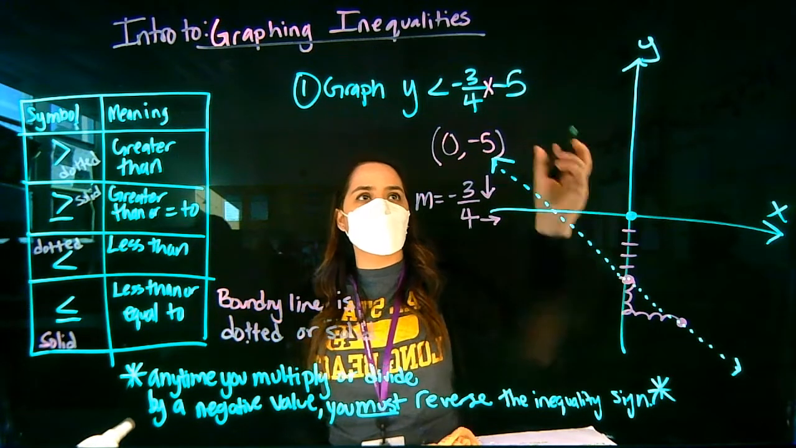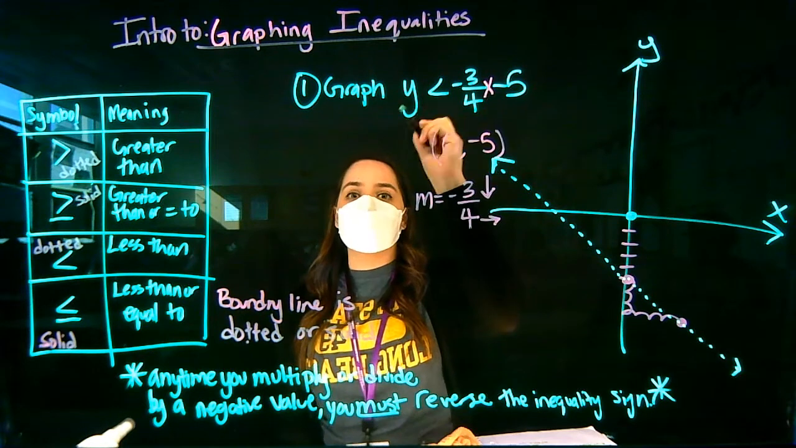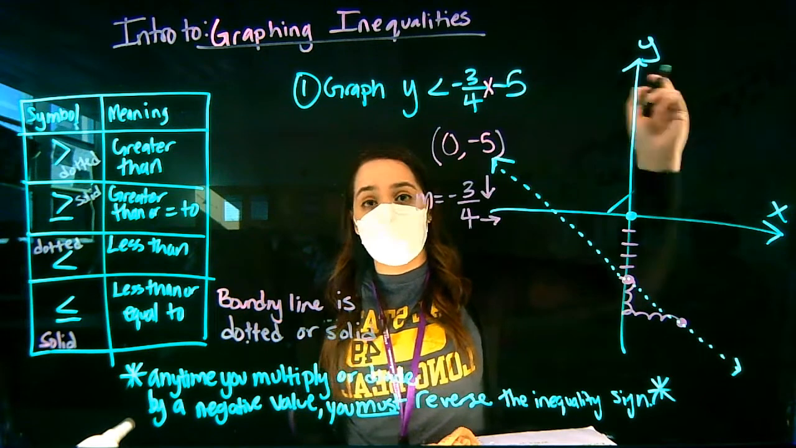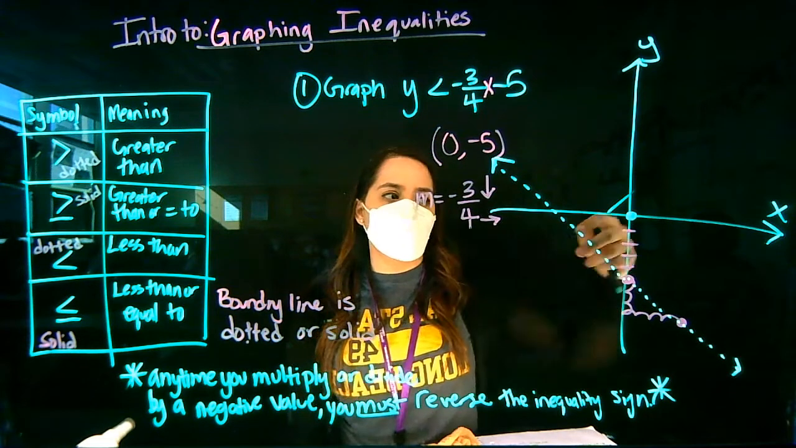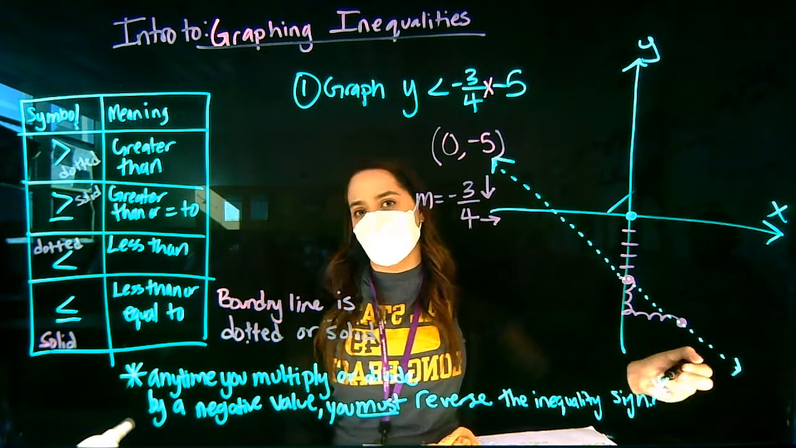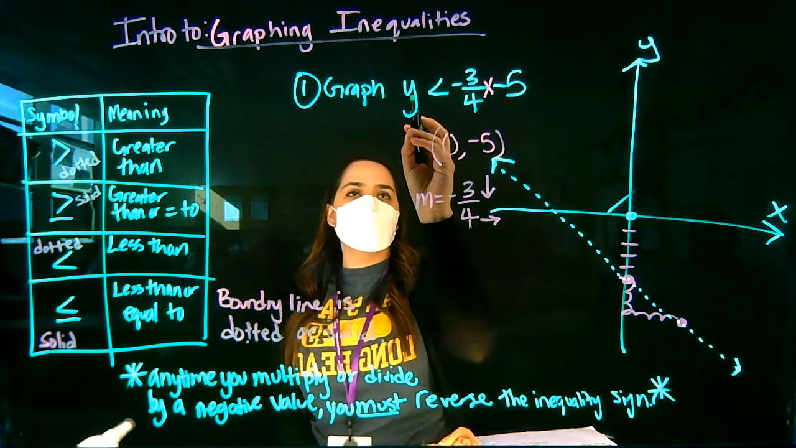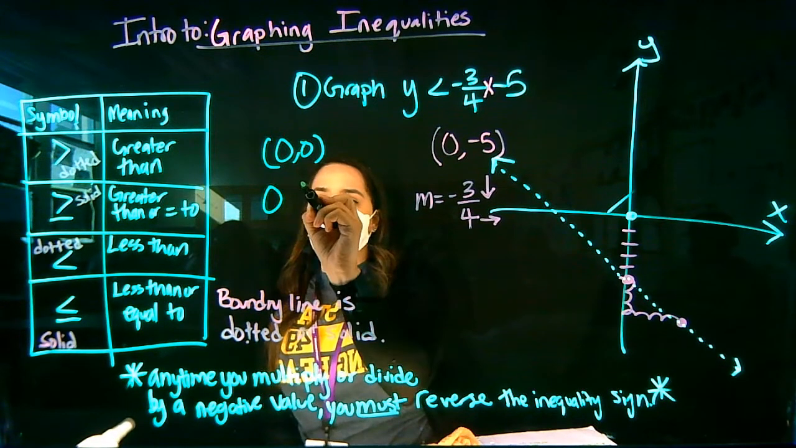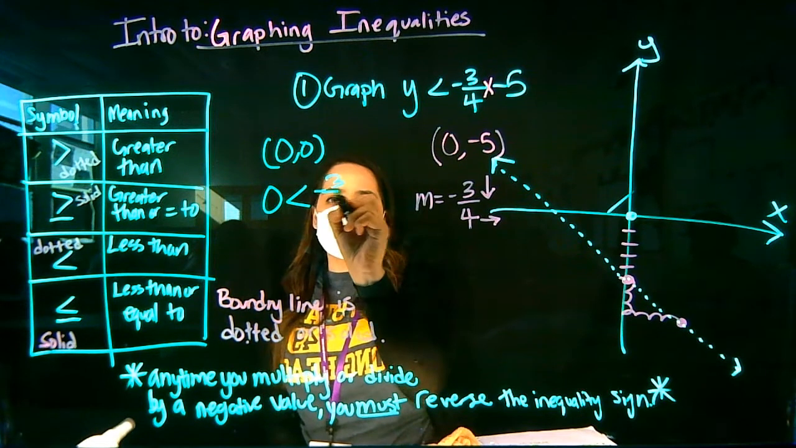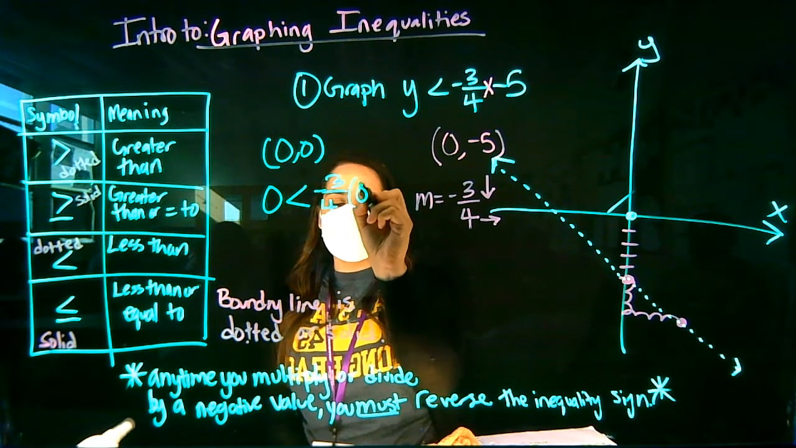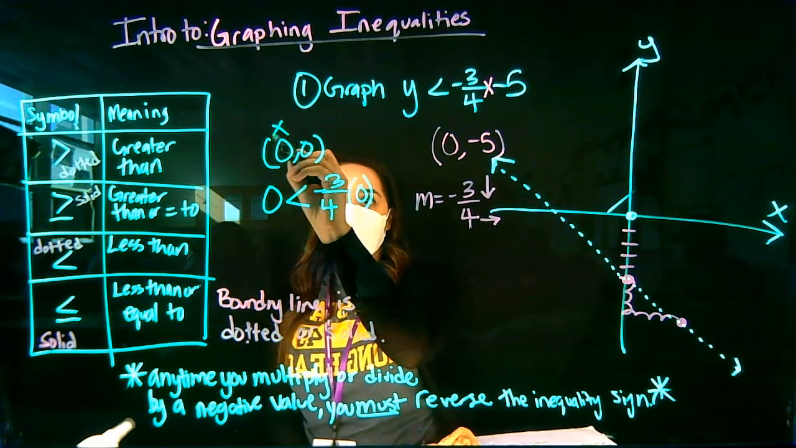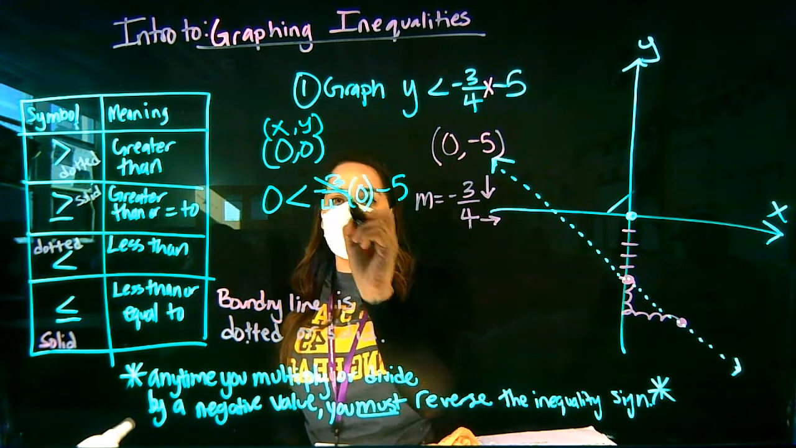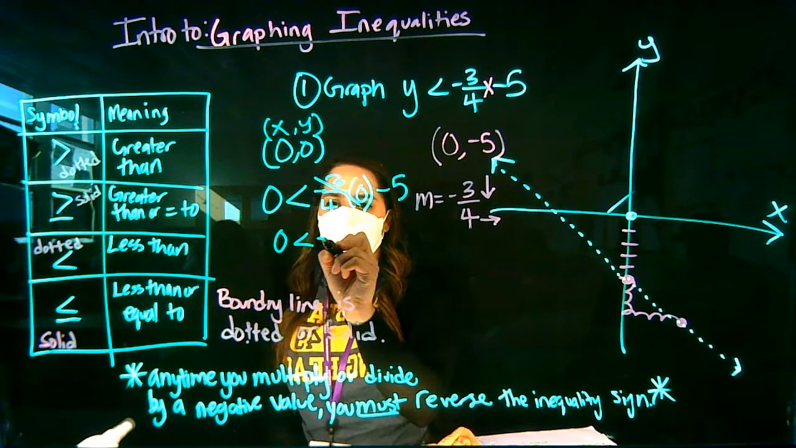So let's plug in 0, 0 here, 0 for x, 0 for y, and see if we get a true statement. If you get a true statement, you shade in the direction of 0, 0. If you get a false statement, you shade opposite. So you shade beneath the line, the boundary line. Well, let's plug it in. So instead of putting y, I'm going to put 0, because I'm plugging in 0, 0. Okay, so I have 0, and then I have less than -3/4 x, but instead of writing x, I'm going to plug in 0, -5. 0 times anything is just 0, so is 0 less than -5?